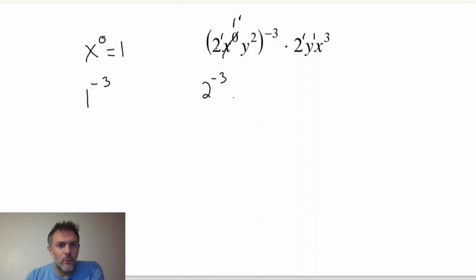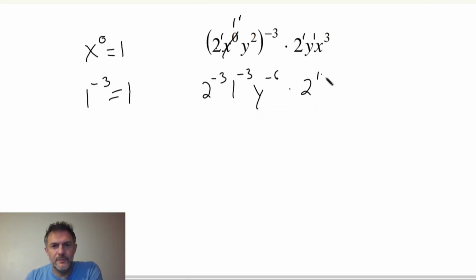So now I have 1 to the negative 3rd power. You have to understand that this is just going to equal 1, but just to go through the procedure, let's do it. 2 times negative 3 is negative 6. And then I have the rest of my quantities over here. 2 times 1, y to the 1st, x to the 3rd.